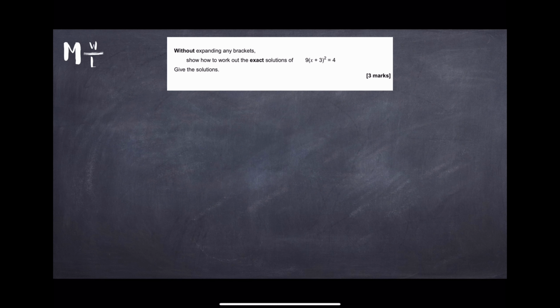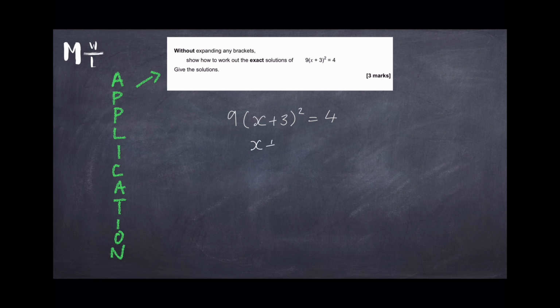Let's look at another application, this time from an exam. Here we want to find the exact solutions of 9 multiplied by (x plus 3) all squared equal to 4. So they've given you the quadratic equation already in the format of completing the square, so you don't actually need to do that this time.